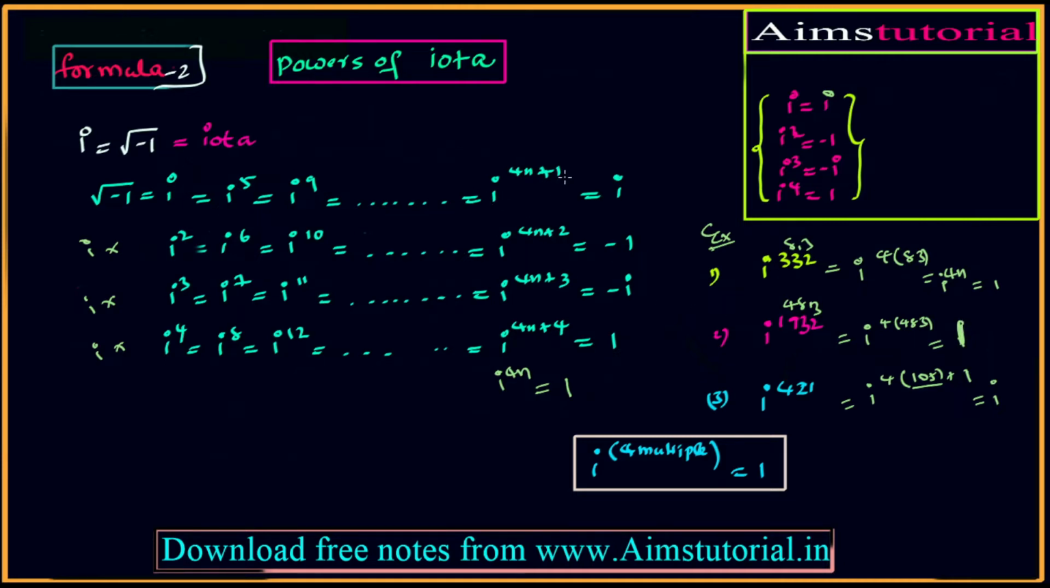Anyway, i to the power of 4n plus 1 is i, i to the power of 4n plus 2 is minus 1, i to the power of 4n plus 3 is minus i, and i to the power of 4n is 1. I to the power of a multiple of 4 becomes 1. This is very important, we have to remember this one. I to the power of multiples of 4, so i power 8, i power 12, i power 32, i power 4 factorial, i power 5 factorial, 6 factorial, 7 factorial, i power 100 factorial, all equal 1.